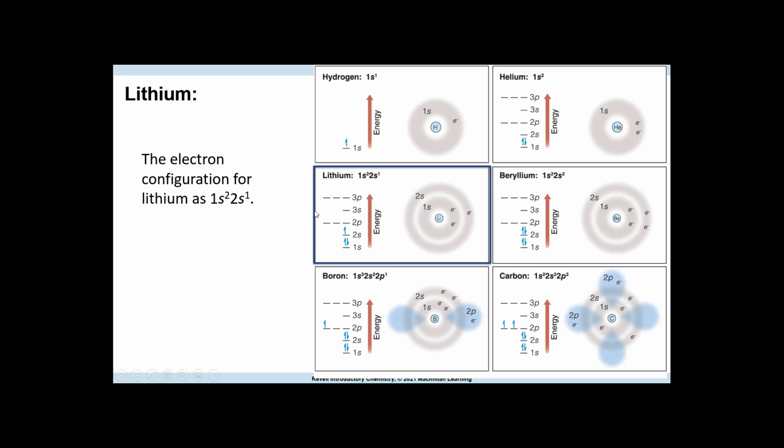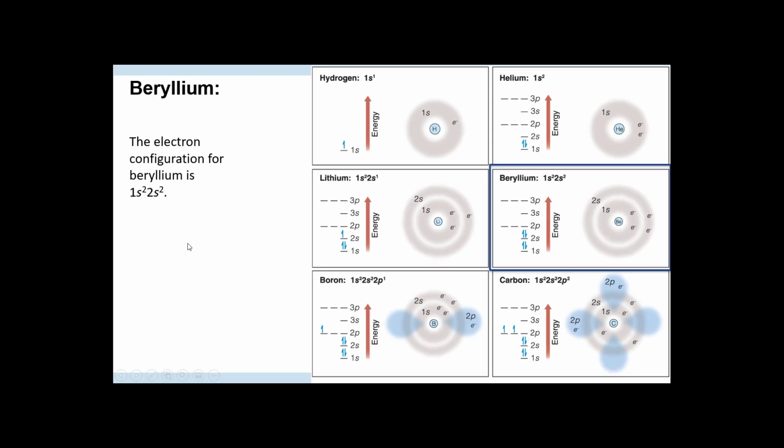Beryllium is 4. So again, we fill up the 2s. We can only add 2 electrons for each orbital, so once we hit 2, we have to go into the next one. Here we have 2 on the 1s level and 2 on the 2s level, and this is written as 1s2, 2s2. 2 plus 2 equals 4, which is the 4 electrons we have here, which matches the atomic number for a neutral atom.